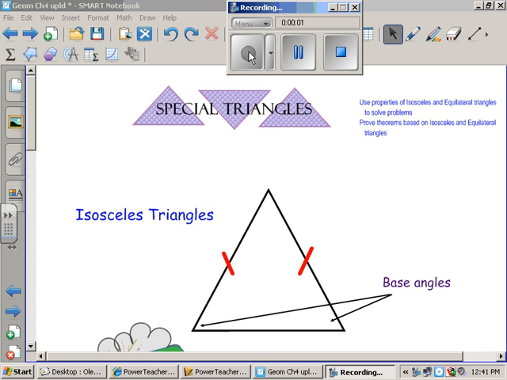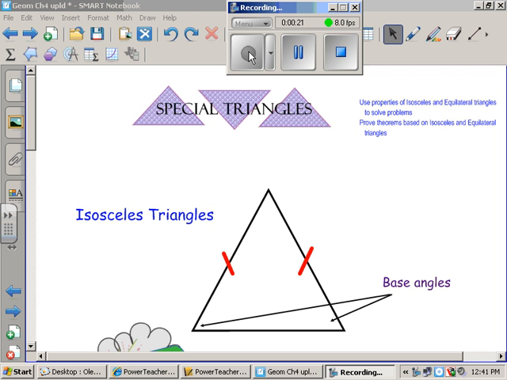Special triangles, the last section of chapter 3. We're going to talk about isosceles and equilateral triangles, their special characteristics, so each one has a couple. And then we're going to use those characteristics to solve equations. Okay? So first a little vocabulary.